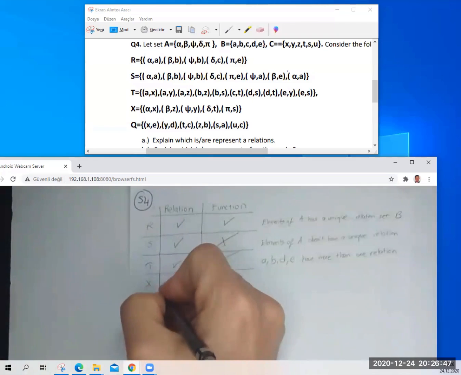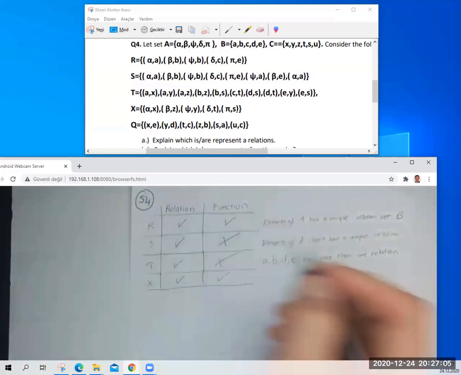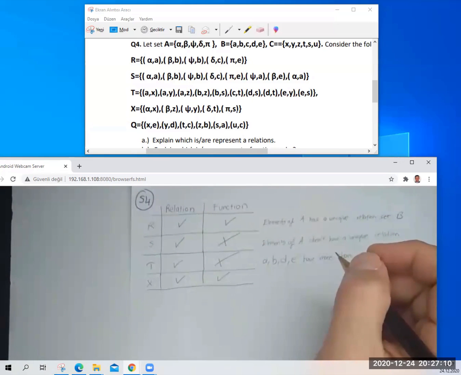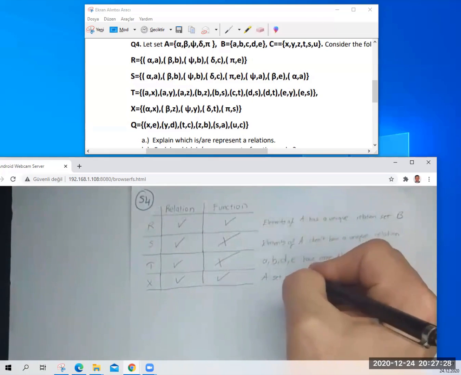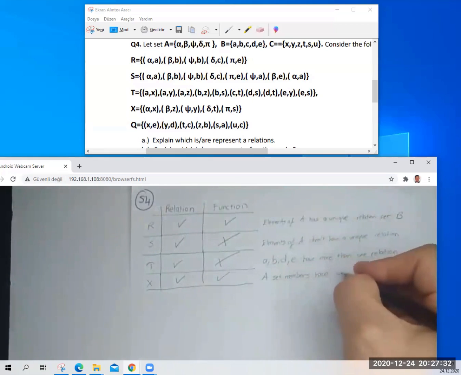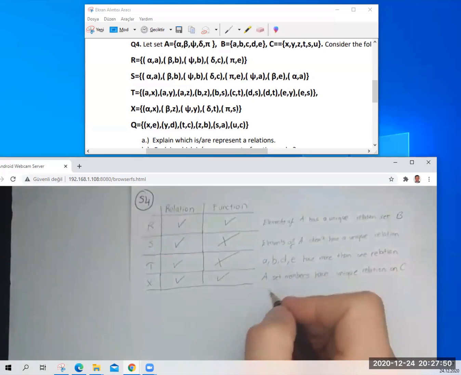Okay, there is the X. So what is the X? Alpha has a relation with X, beta, psi to Y, delta to T, and pi to S. Okay, this is a function, which also means this is a relation. So what else for our explanation? We can say alpha, beta, psi, delta, pi, the set members, have a unique relation on set C.